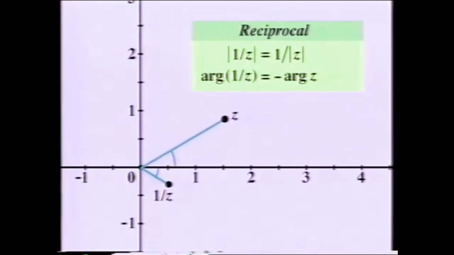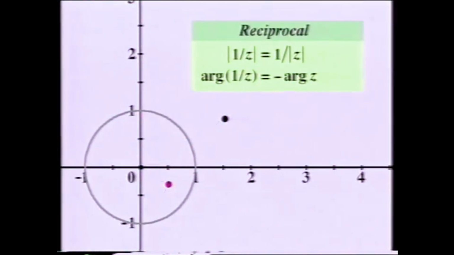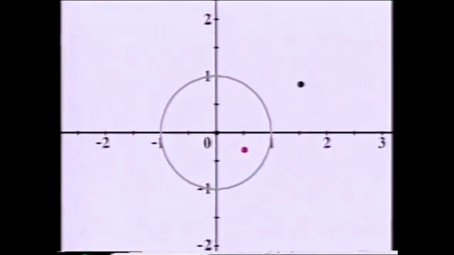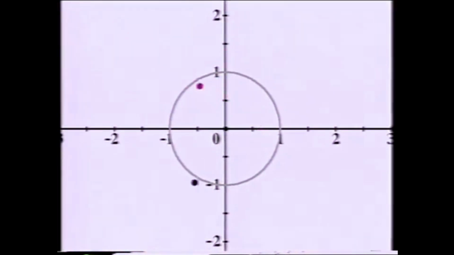Here the modulus of 1 over z is 1 over the modulus of z. This means there's a close connection between reciprocals and the unit circle, with centre 0 and radius 1. If z is outside the unit circle, then 1 over z is inside it, and vice versa. Furthermore, an argument of 1 over z is minus an argument of z. So if z is in the upper half plane, then 1 over z is in the lower half plane, and vice versa. Now watch how 1 over z behaves as z varies. Notice that when z goes far from 0, 1 over z goes close to 0, and vice versa.